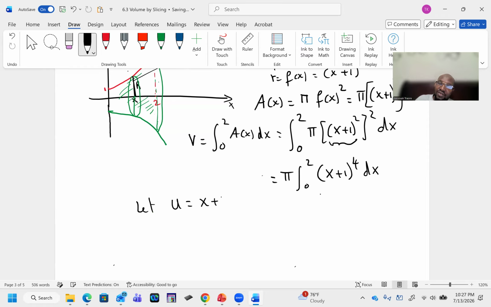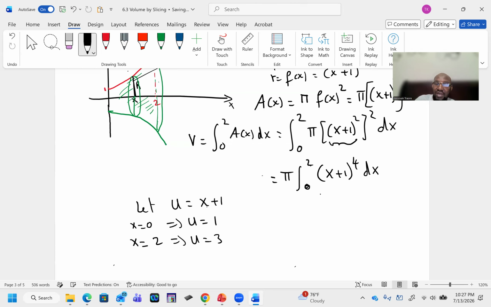So don't forget, if you do that, the limit of integration also will be changed, because this limit of integration is the x value. X is 0 and x is 2. So you need to know when x is 0, then u will be what? 1, because you substitute 0 for x. 0 plus 1 is 1. And when x is 2, u will be 3.